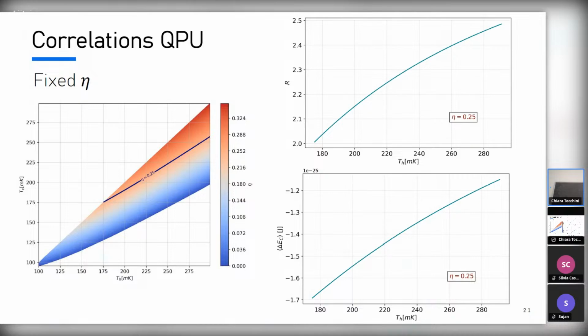So in this case, it looks like they are always detrimental for the performance, but it's only restricted to this temperature range. So it's always an open question if in other temperature ranges or in other situations, the correlation can be used to boost the performance of the cooling protocol.